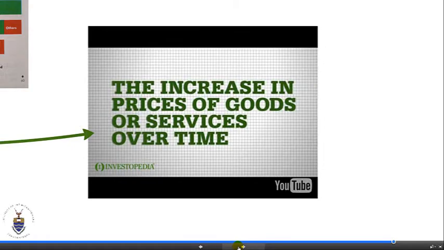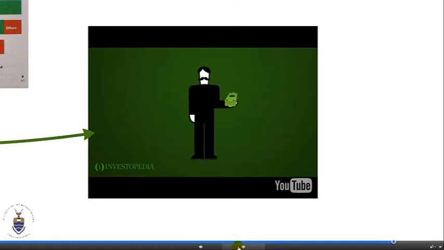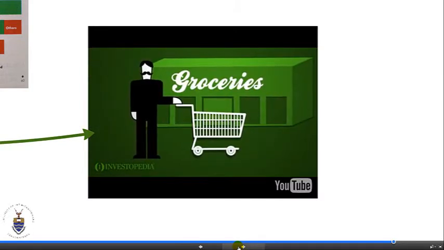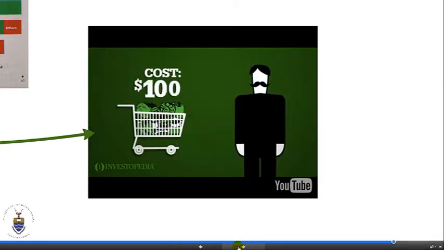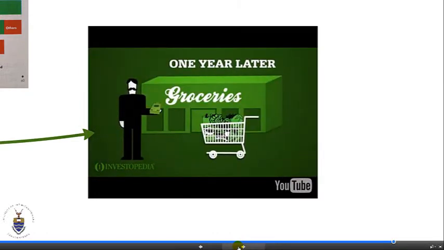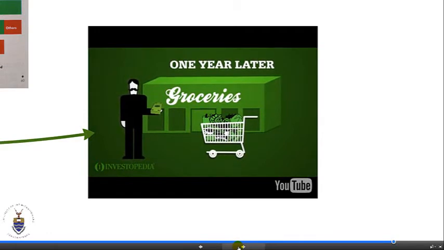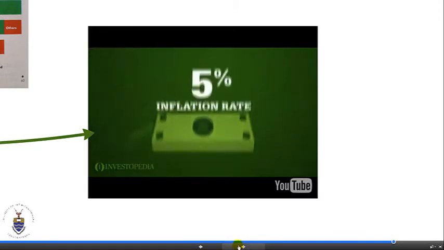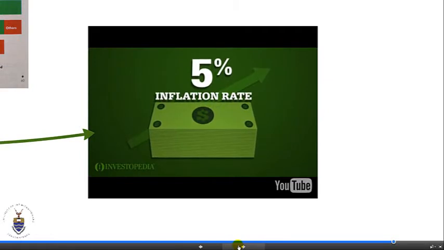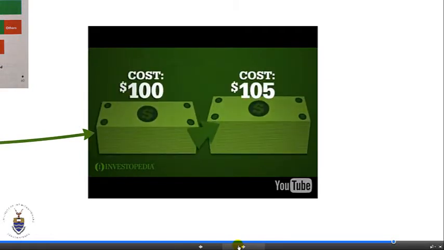Inflation is the increase in prices of goods or services over time. Dan just got paid and needs to buy groceries. Dan heads to the grocery store and loads up his cart with the items that he needs. These items cost Dan a total of $100. A year later, Dan returns to the grocery store with $100 to purchase the same items. However, now the same items cost $105 and Dan is forced to remove an item from his cart. Dan has experienced the effects of a 5% inflation rate. Dan must pay $5 extra to purchase the same items that cost $100 only a year ago.